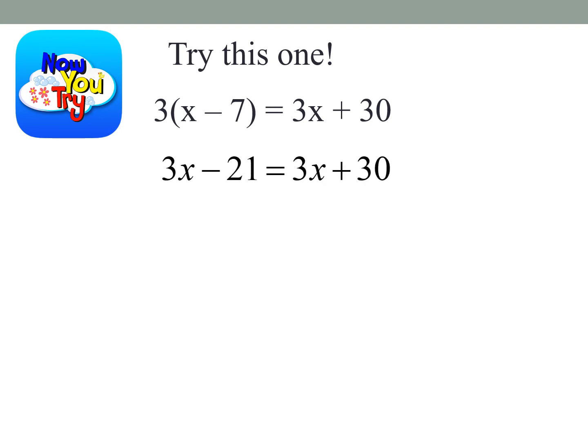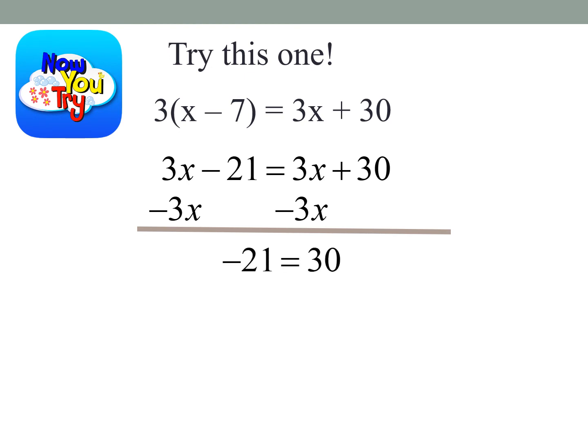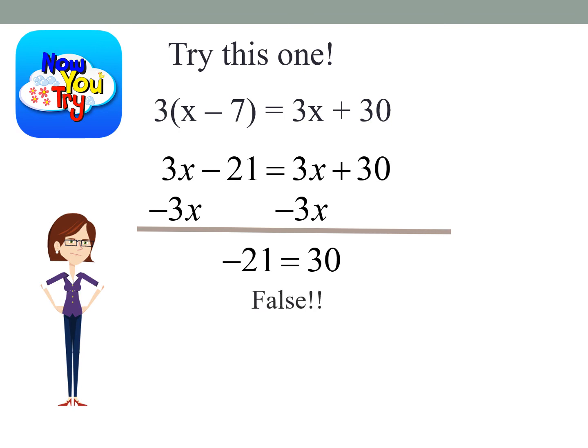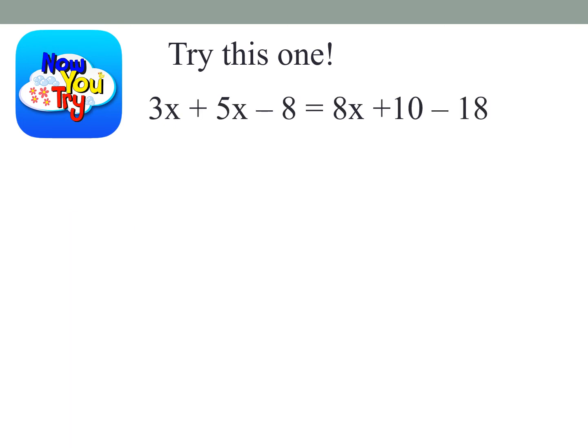All right, again, first we're going to distribute. Then we're going to gather our x's to one side of the equation. But when I do that, I get negative 21 equals 30. So what does that mean? Well, that's a false statement. So that means there is no solution, or my solution set is the null set. All right, try this one now.